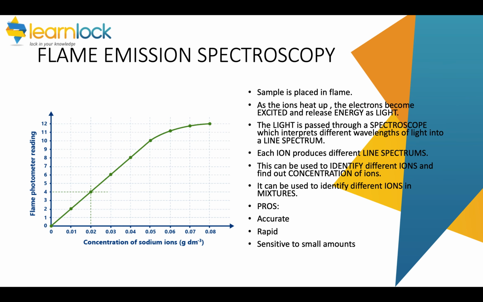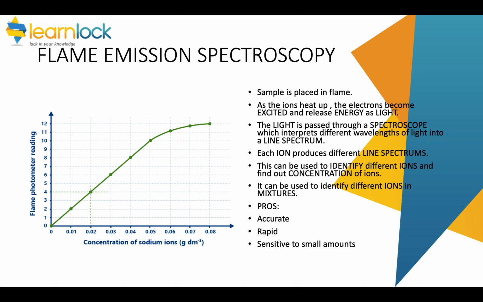Flame emission spectroscopy can also be used to identify different ions. The sample is placed in a flame. As the ions heat up, the electrons become excited and then start to release energy as light. The light is then passed through something called a spectroscope, and that interprets different wavelengths of light into a line spectrum. And each ion produces a different line spectrum. So you can use this to identify different ions and find out the strength and the concentration of the ions in different mixtures. Now, this kind of method is very accurate, it's quick, and it's sensitive to even small amounts of chemicals.